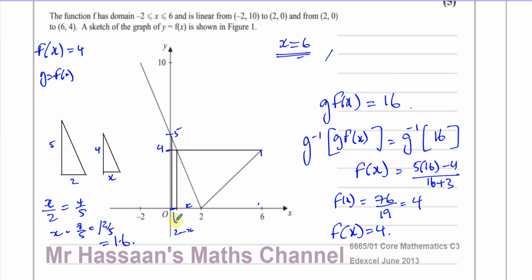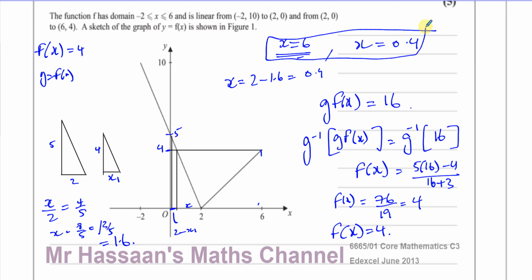So our value, okay, is x. Let me call this x1. Our value x is going to be 2 minus 1.6, which is equal to 0.4. So our other solution is x equals 0.4. So we have both solutions of this equation, g f of x equals 16: x equals 6, and x equals 0.4. So that's the point 0.4 there, and that's the point 6 here.